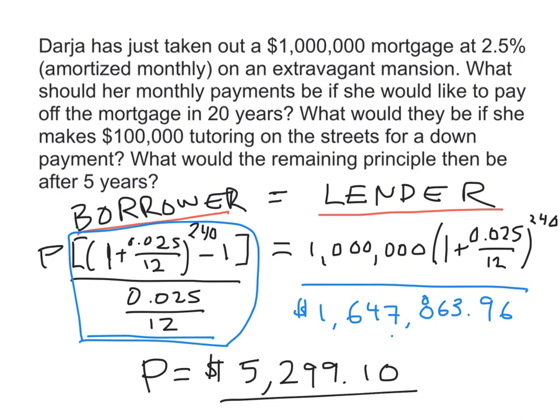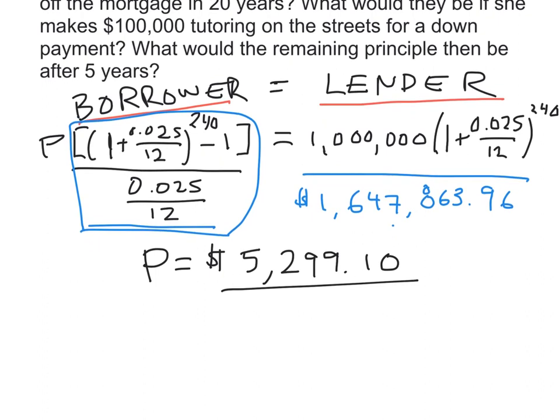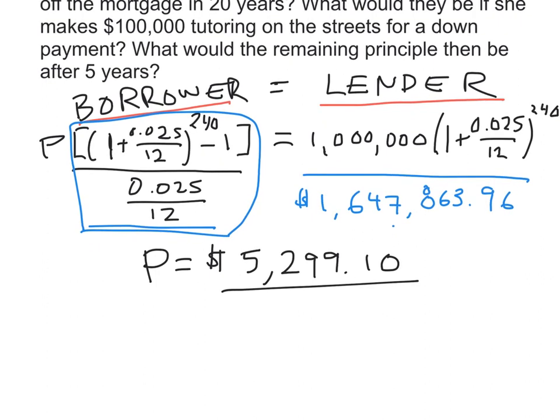The second part says, what would the payments be if you make a $100,000 down payment? So if I'm making a down payment, let's just use the same formula here. Instead of $1 million, now the lender only needs to give me $900,000 because I've paid down $100,000 up front. Again, you do the calculations.